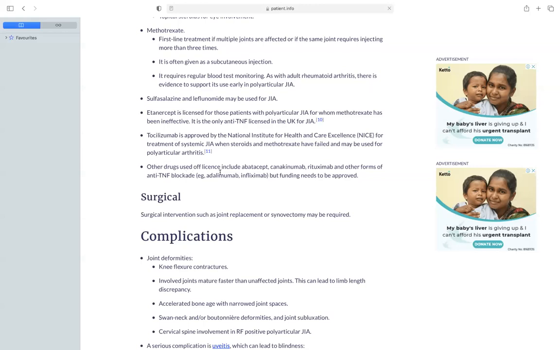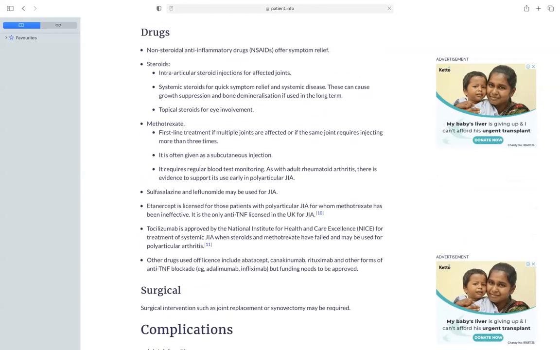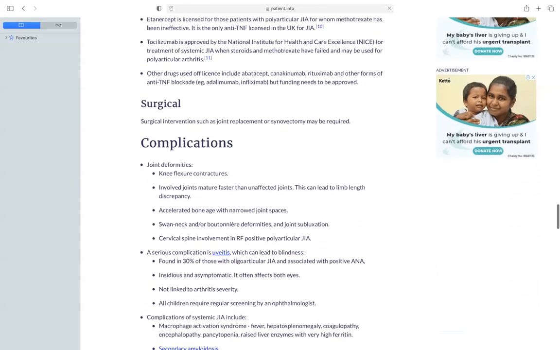Other drugs used off license include many things and other forms of anti-TNF blockade, but funding needs to be approved, so all these are not needed. The first 3 are the most important, which you will tell. If the examiner finishes there, it's okay. If he goes to add, just remember 1 or 2 extra names. Surgical intervention such as joint replacement or synovectomy may be required. This is as a last resort, you will tell.